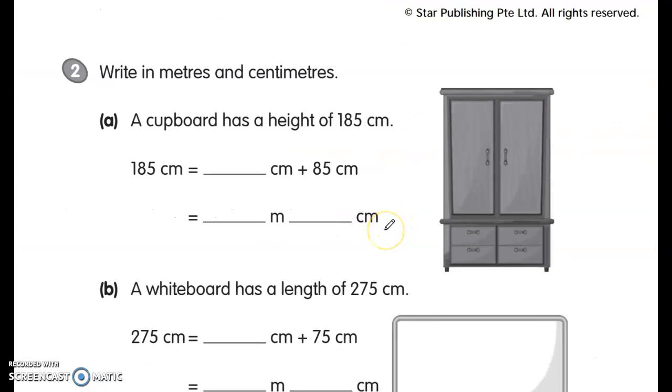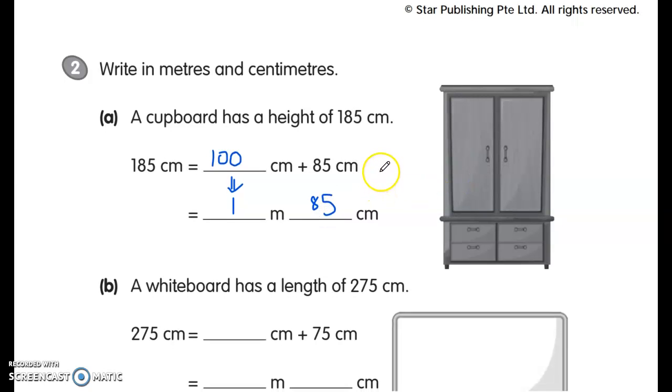Now let's move to question 2. So now we're going to convert from cm to meters and centimeters. A cupboard has a height of 185 cm. So we split it into what plus 85 cm. So obviously the missing value is 100. So we know that 100 is how many meters? 1 meter, right? So it's 1 meter and 85 cm.